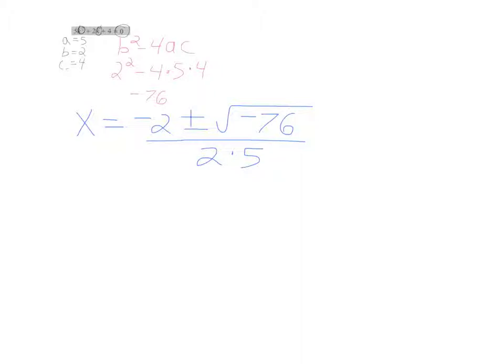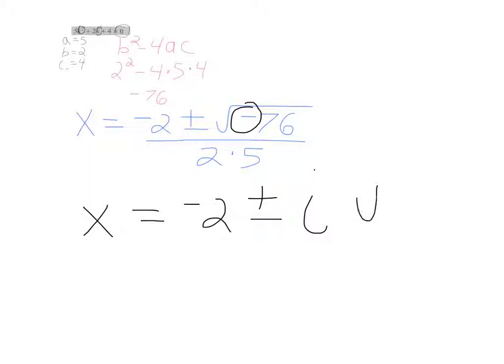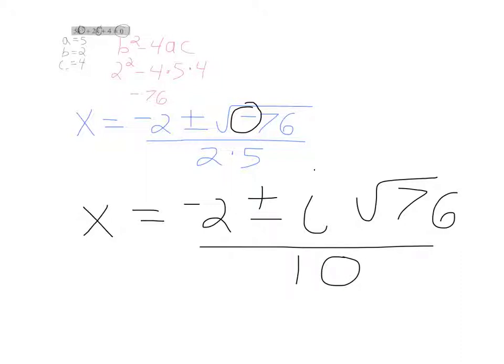Alright, the first thing I notice is I have a negative under the radical. All negatives under the radical, which you can see right here, turn into an imaginary number, I. So we'll go ahead and rewrite x equals negative 2 plus or minus I radical 76 all over 2 times 5, which is 10. So we're just about done simplifying this equation.